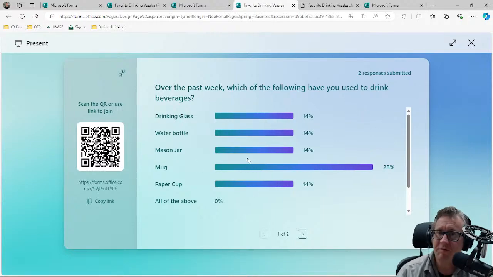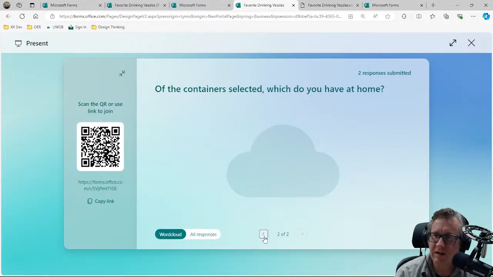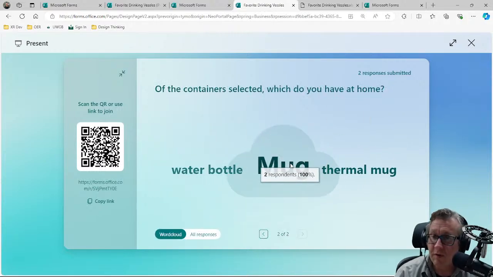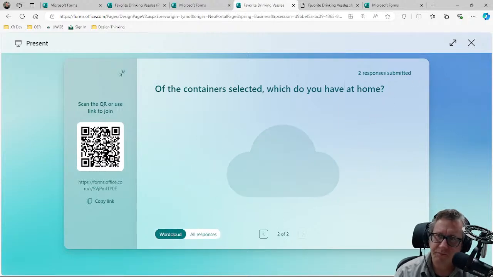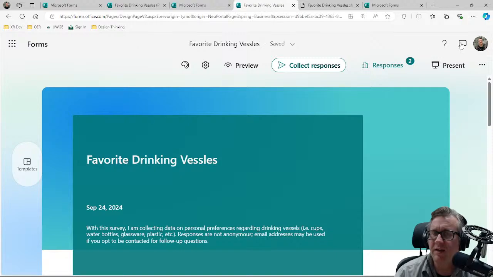You have a number of different options here. It's actually pretty nice. The mug is the big one. Must be a word cloud there. Okay. So it's a good way of gathering information, and it's a much easier way of taking that information and presenting it in a certain way. So that's pretty helpful. So that's Microsoft Forms. Pretty straightforward, very streamlined.